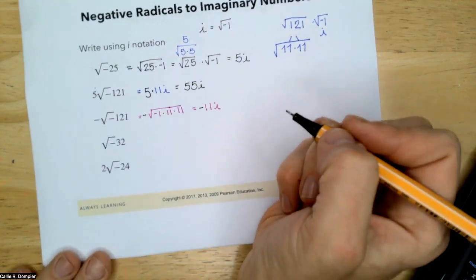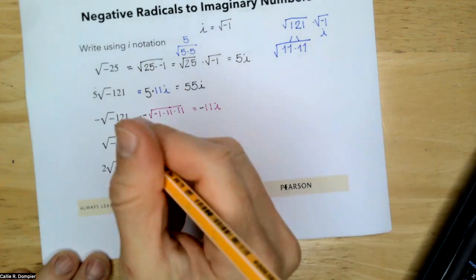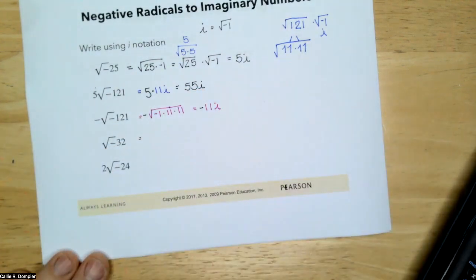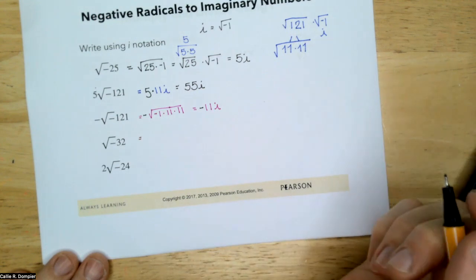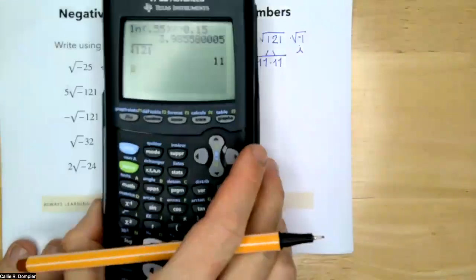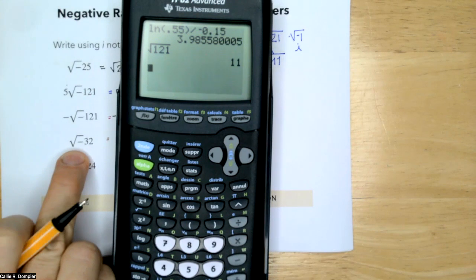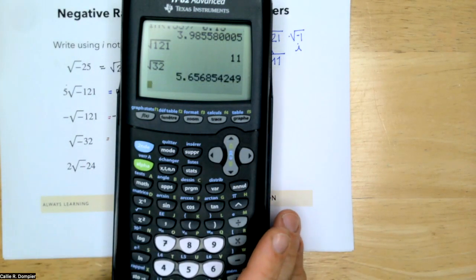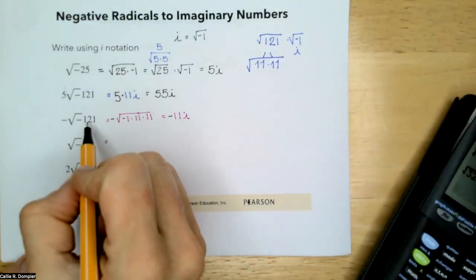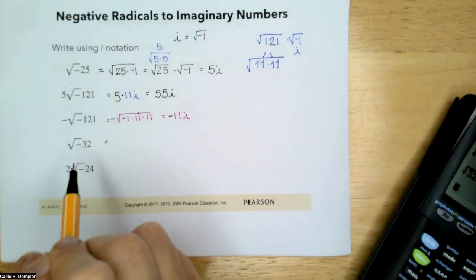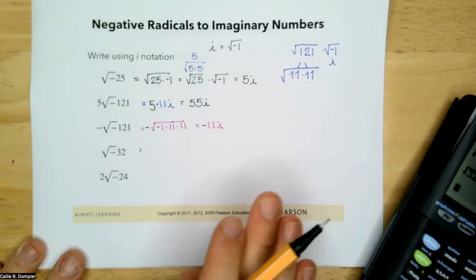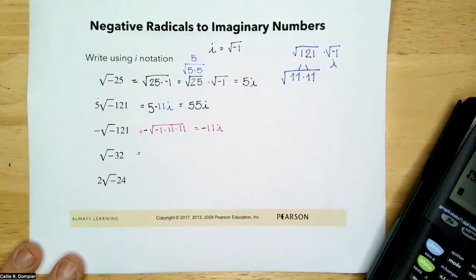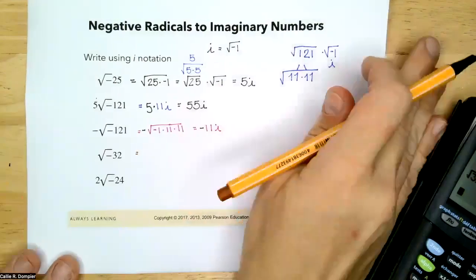Okay. All right, let's do a number that might not come out perfectly. It might only be simplified. It won't equal a whole number. Obviously it's a negative, but if I just take the square root of positive 32, 32 is not a perfect square. 121 was a perfect square, 25 was a perfect square. Negative 32 is not a perfect square. What do you do in that case?